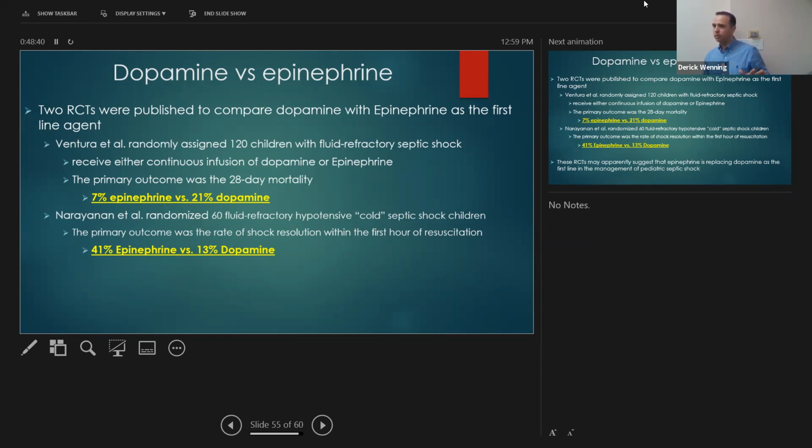Is anybody picking dopamine? Dopamine should not be used in treatment of pediatric septic shock ever. Okay, it's never your choice. If it's ever on your test, just scratch right through it because it's the wrong answer. All right.